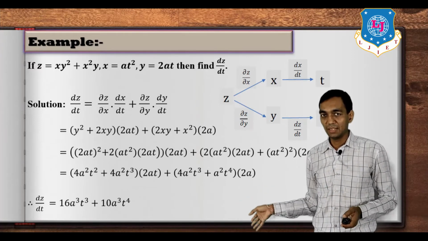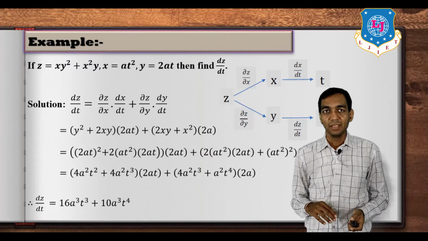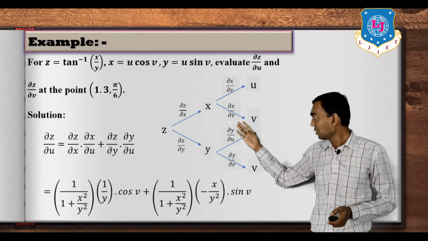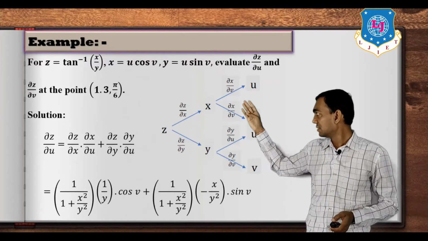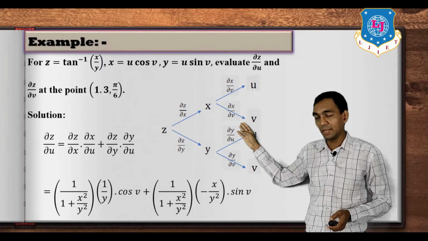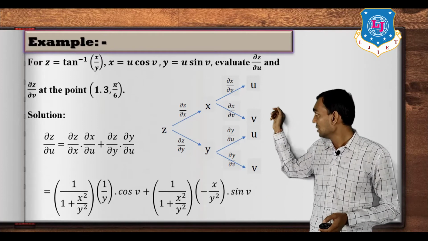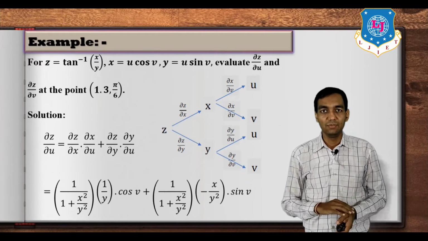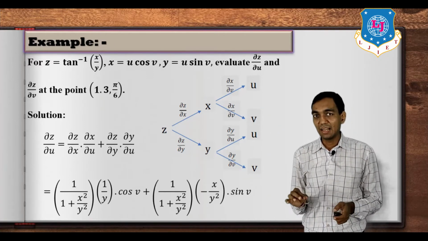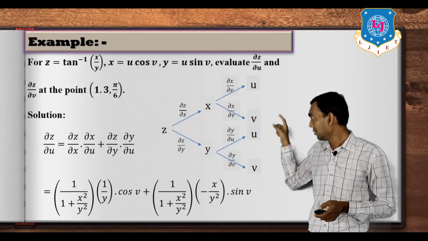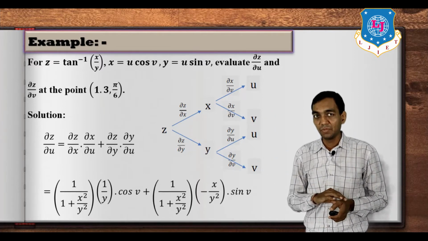Okay, so this is the final answer of dz by dt. Now we are going with another example. If z is a function tan inverse of x by y, and x is equal to u cos v, y is equal to u sin v. That means at last z is a function of 2 variables u and v, correct?